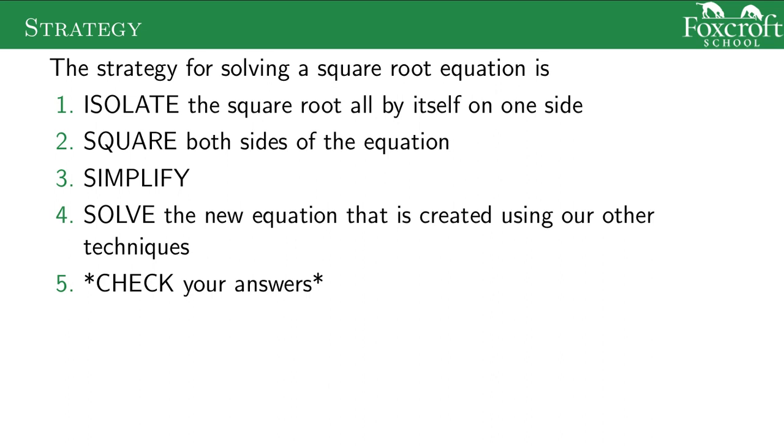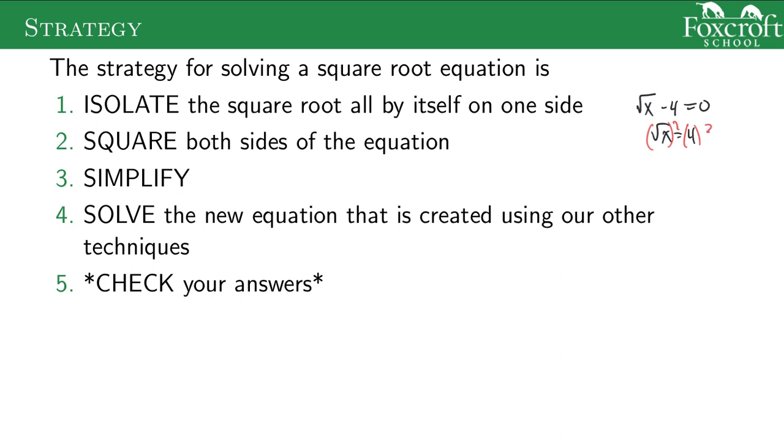Here's the general strategy for solving a square root equation. I have to isolate the square root by itself on one side. So if it was square root minus 4 in my previous example, I wouldn't square it yet. I want to get the square root by itself first before I square things. Then once it's by itself, you square.